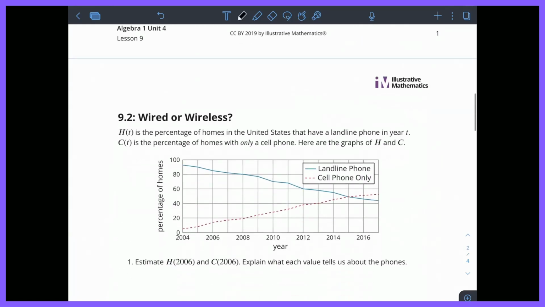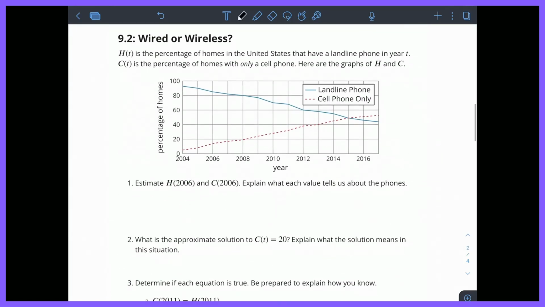Let's go on to a new question. This is wired or wireless. So we're talking about landline phones, if you guys even know what those are. That's a phone actually plugged into the cable in your home, or cell phones. So the graph right here shows H of t, which is the percentage of homes in the United States that have a landline phone in the year t. And C of t is the percentage of homes with only a cell phone. H is landlines, C is cell phones. H is blue, C is red.